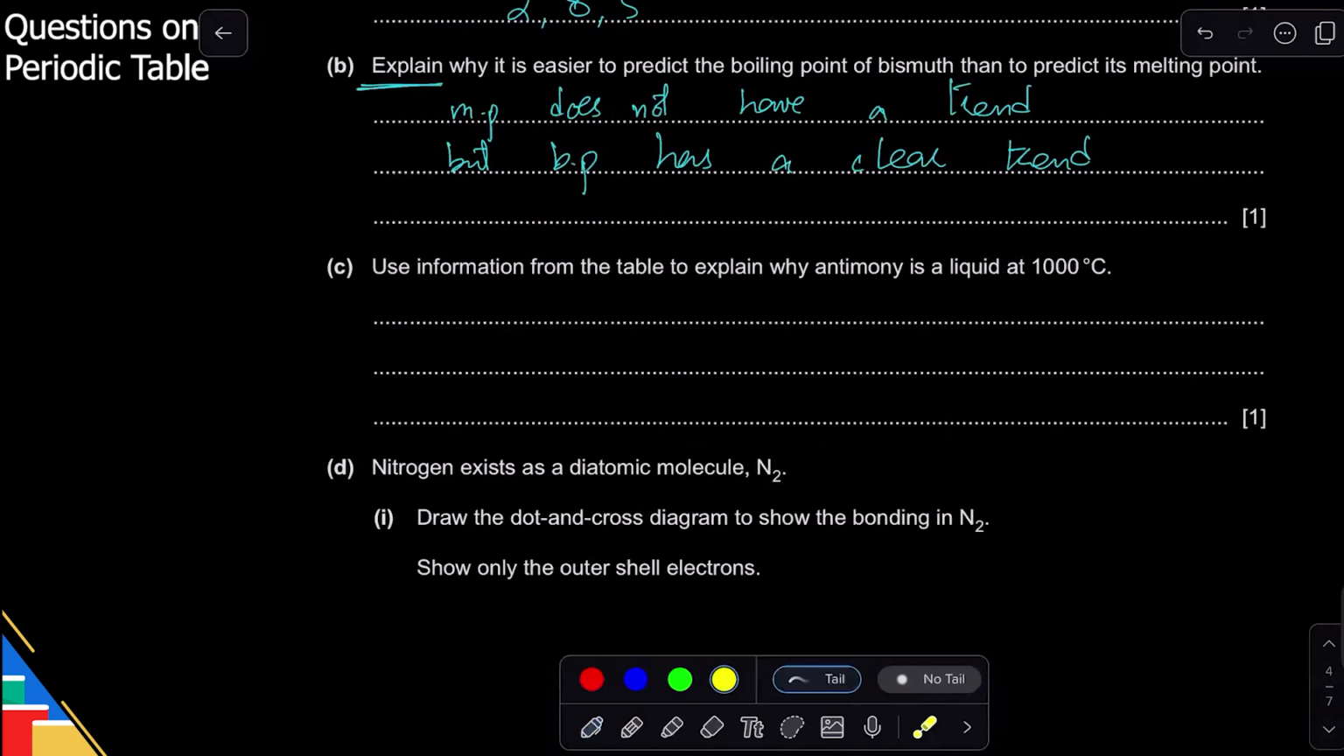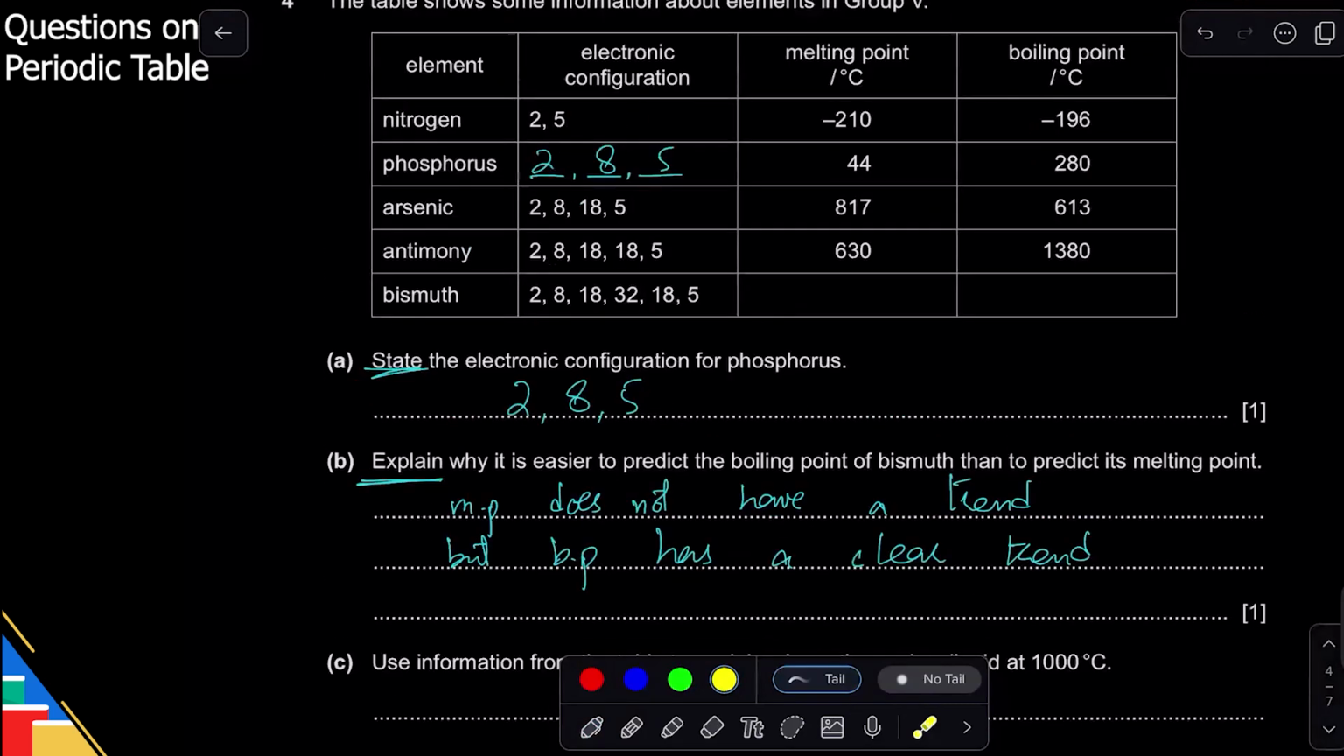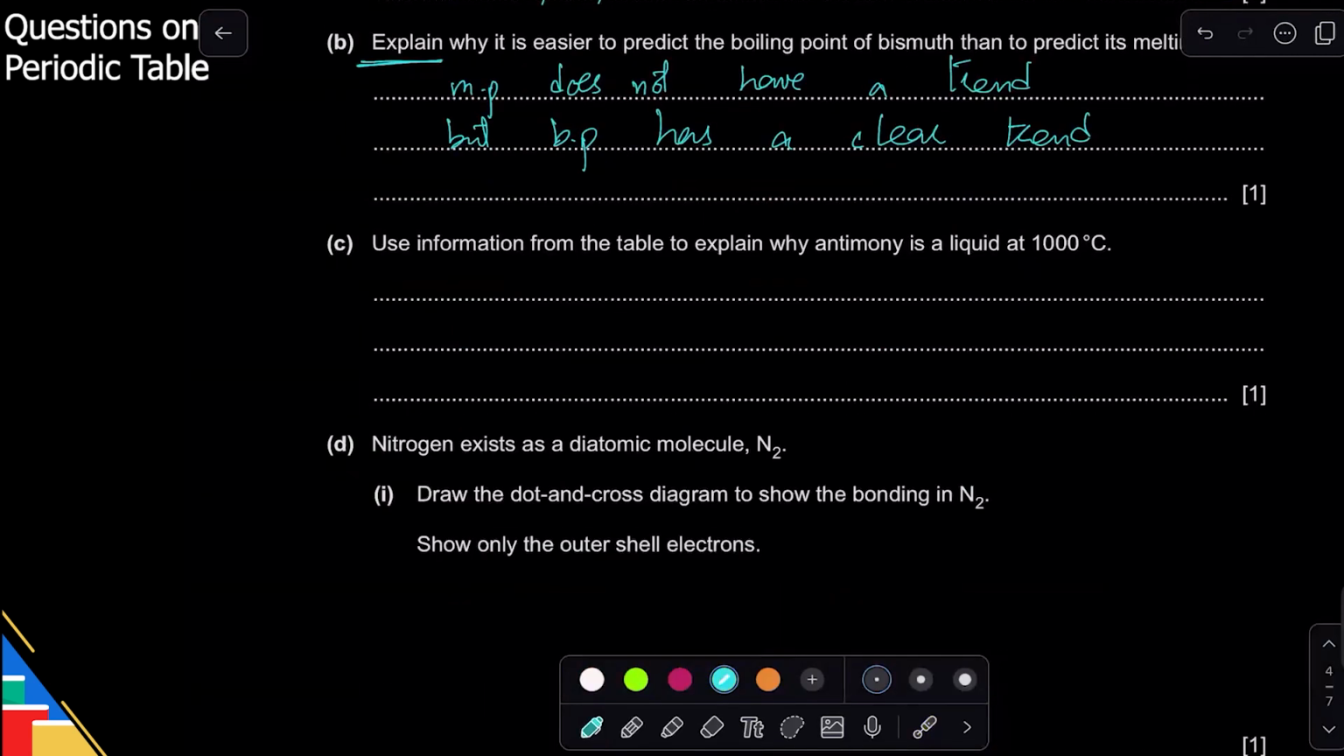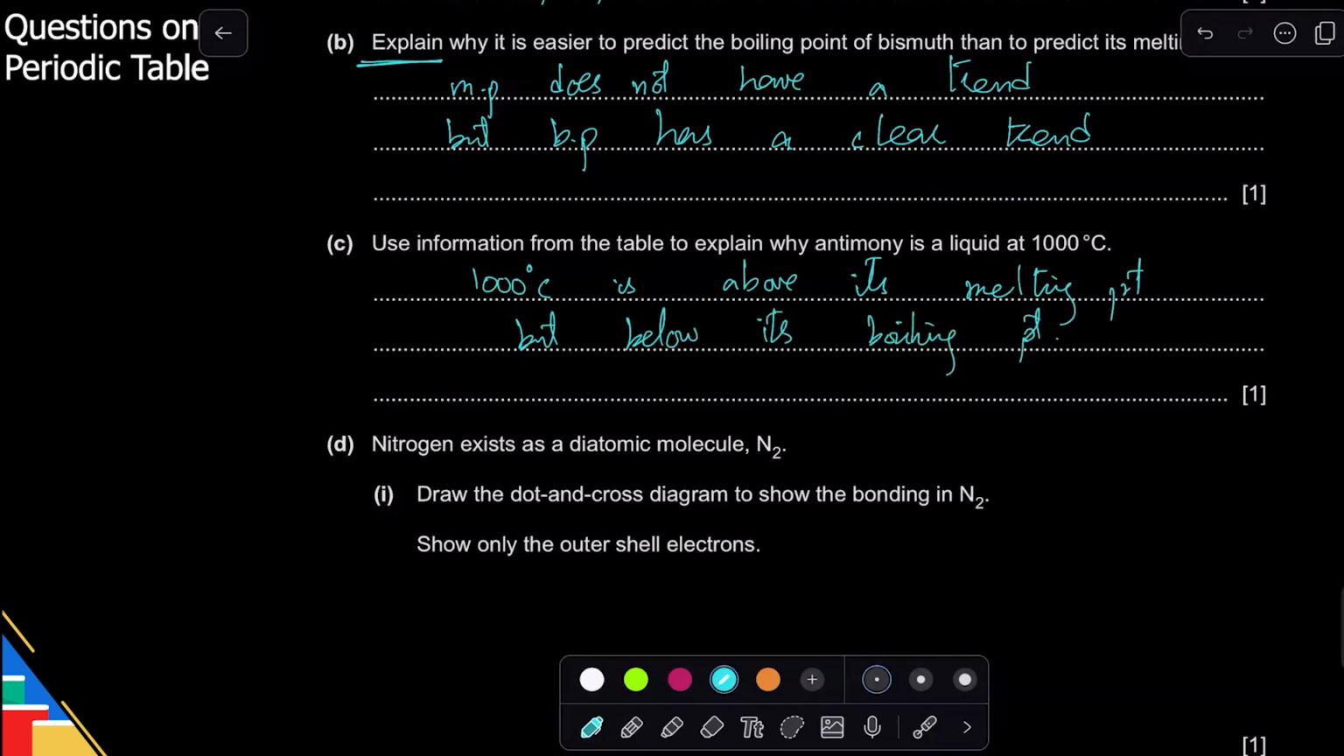Use information to explain why antimony is a liquid at 1000 degrees Celsius. Let's see. 1000 degrees Celsius is above the melting point, but it is below the boiling point. So how do things go? वो solid होते हैं, melting point के बाद वो liquid हो जाते हैं, boiling point के बाद वो gas हो जाते हैं. So we will say that 1000 degrees Celsius is above its melting point, but below its boiling point. Okay, that is the answer.